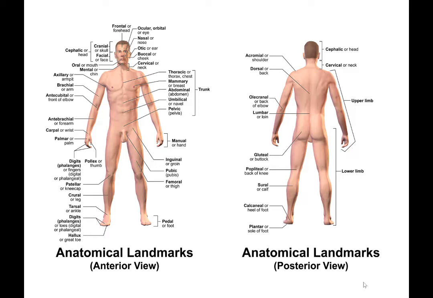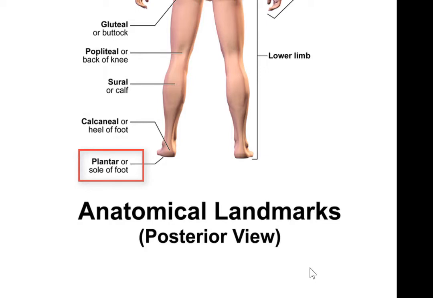So for instance, if we look at the very bottom on the back-facing diagram where we see plantar, that means the sole of the foot. The heel is called the calcaneal region. You can see the back of the knee is popliteal.